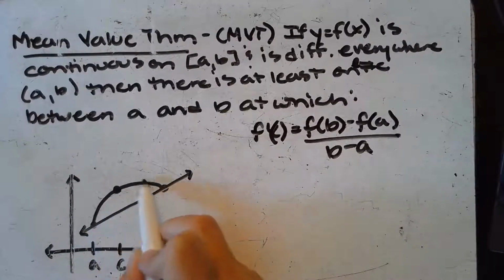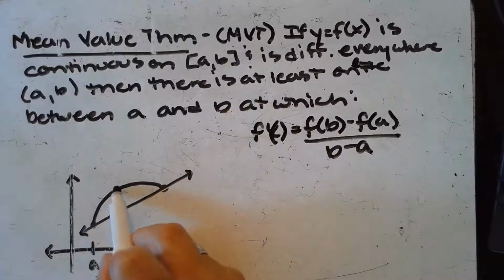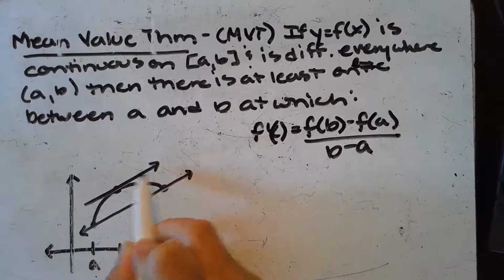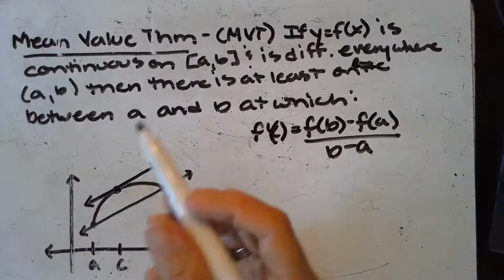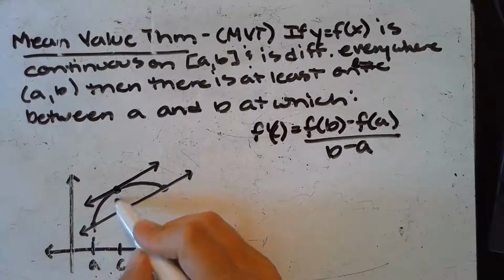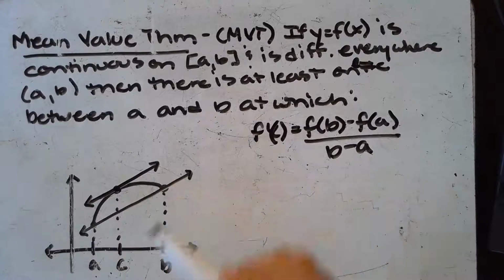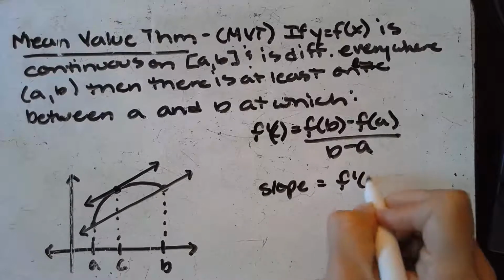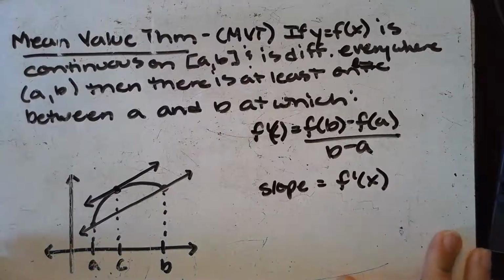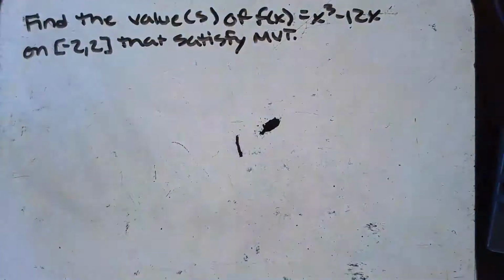As long as it's continuous and differentiable on the interval, then I can have a tangent line that has that same slope. Okay, and there's some c value where it is tangent. And in some cases, we saw one where it could be two places. All right, and just recall slope equals f prime of x. All right, so let's look at some of these problems here.